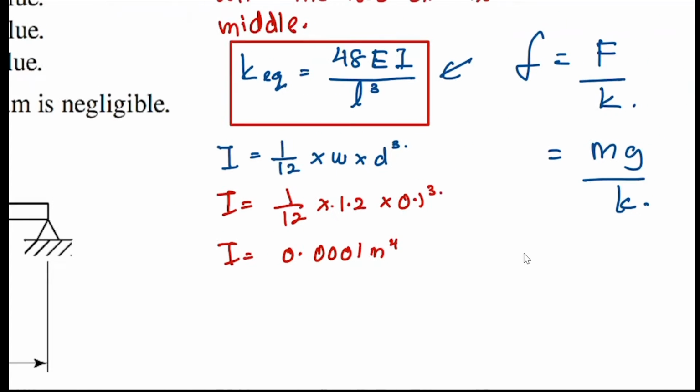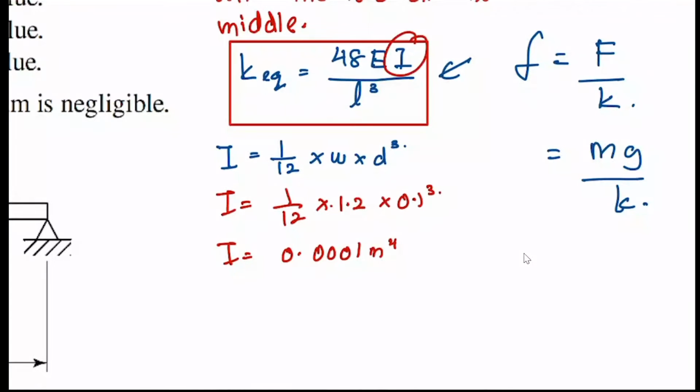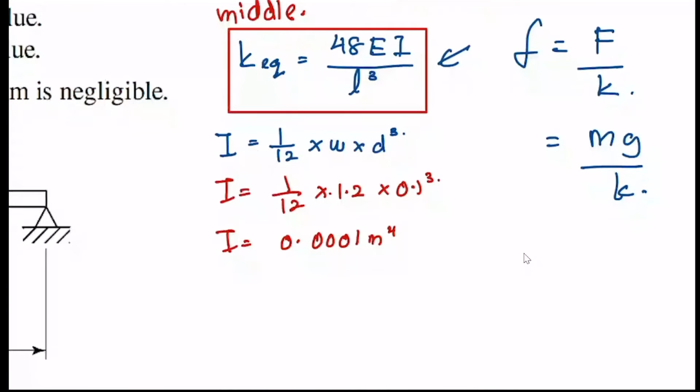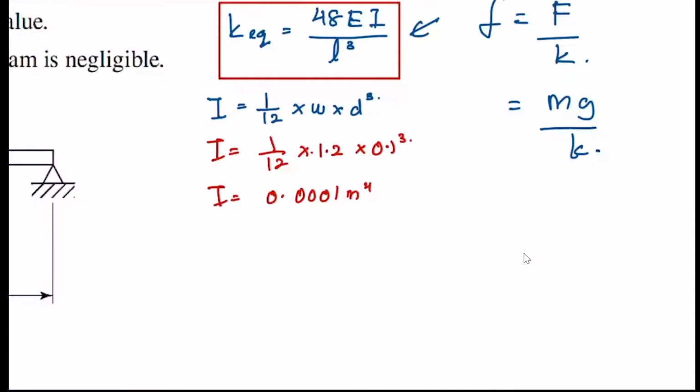Once you substitute the value of the width and also the value of the depth, you'll get your I value to 0.0001 meter to the power 4. Once you have the value for I, you can substitute back inside this stiffness formula, and then you get your answer for the stiffness. Okay, so this is the answer for this one.